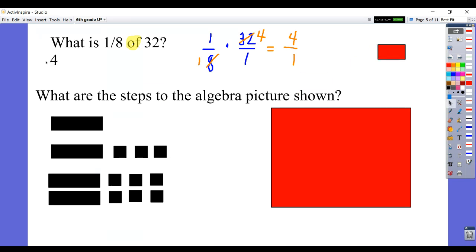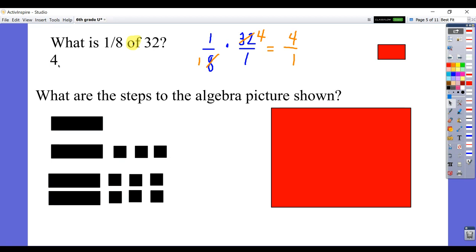Again, you could also reason it out. 1/8 of 32 would be the same as 32 divided by 8, which is 4. You could also draw a sketch, take 32 of something like circles and break them into 8 groups. And how much is in each group? 4. So those would be different ways of doing it.